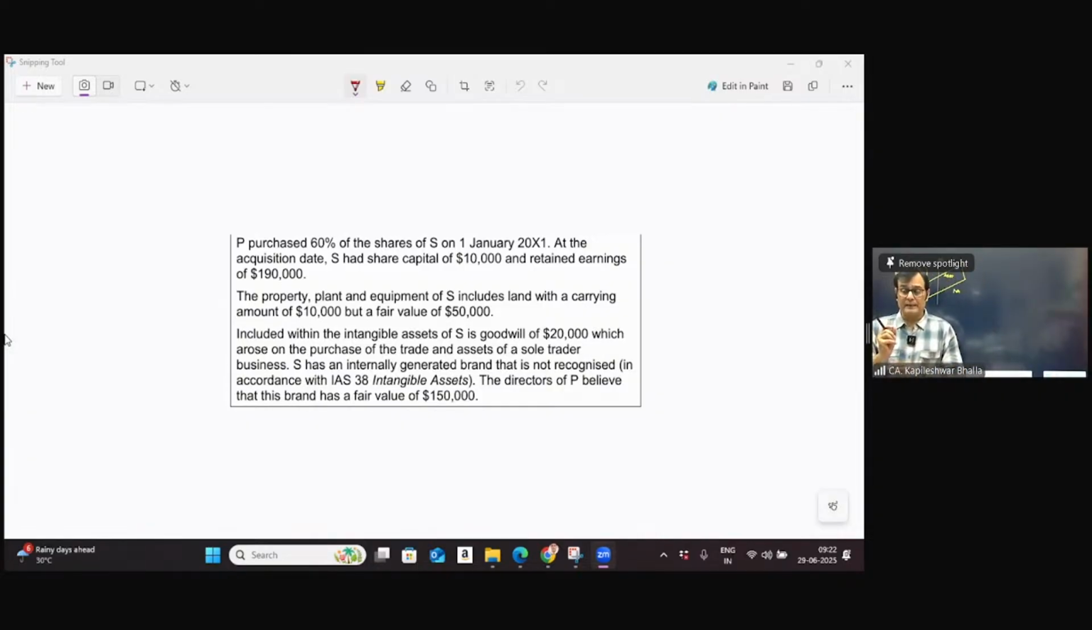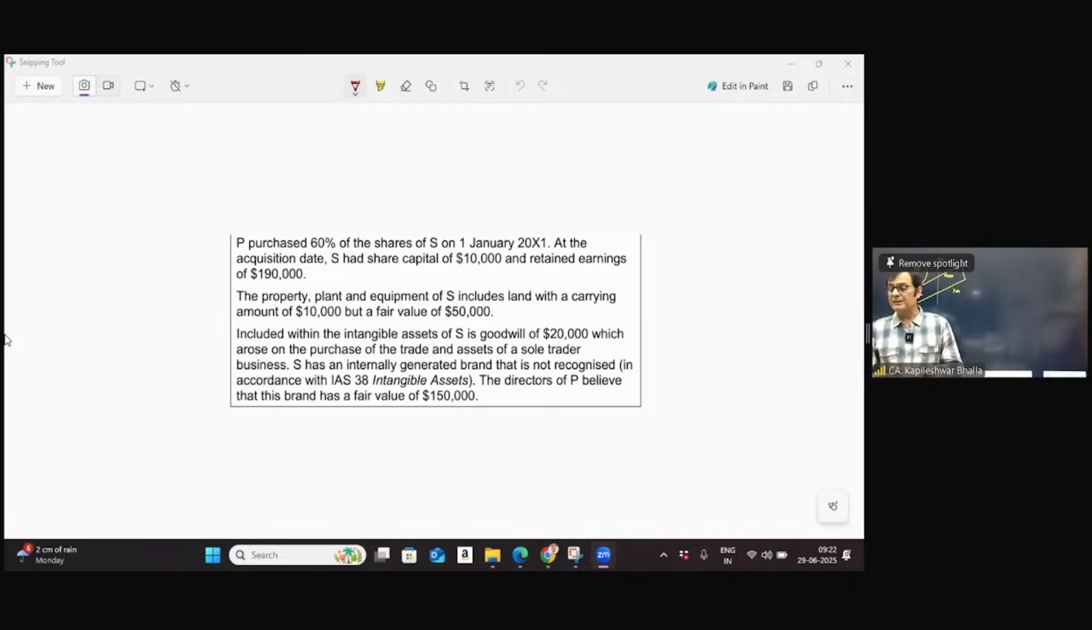Then he says included in the intangible assets of S is goodwill, which arose on the purchase of the trade and assets of a sole trader business. Now, when you are making the list of net assets, if there is already an existing goodwill as a part of the acquiree's balance sheet, should you consider or ignore it? We will not consider it. Correct, because in this case I will ultimately get goodwill as the balancing figure when I compare the purchase consideration and the net assets. So any goodwill already in the balance sheet of the acquiree I will reduce.